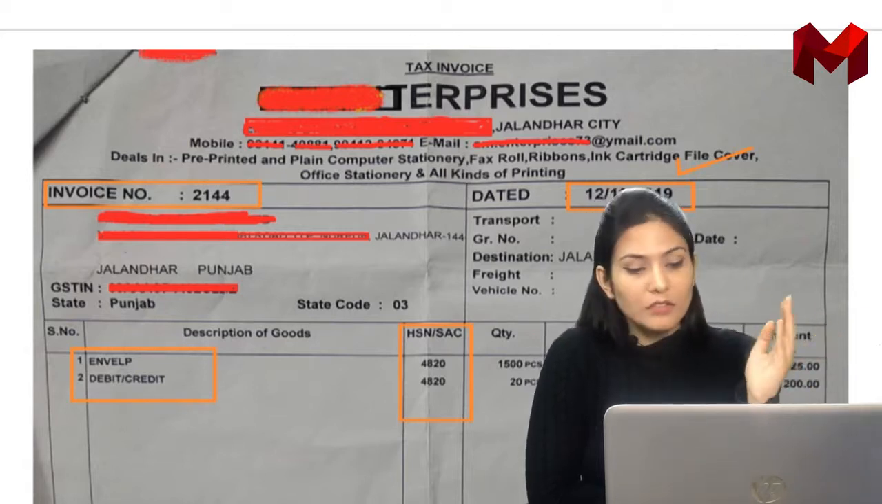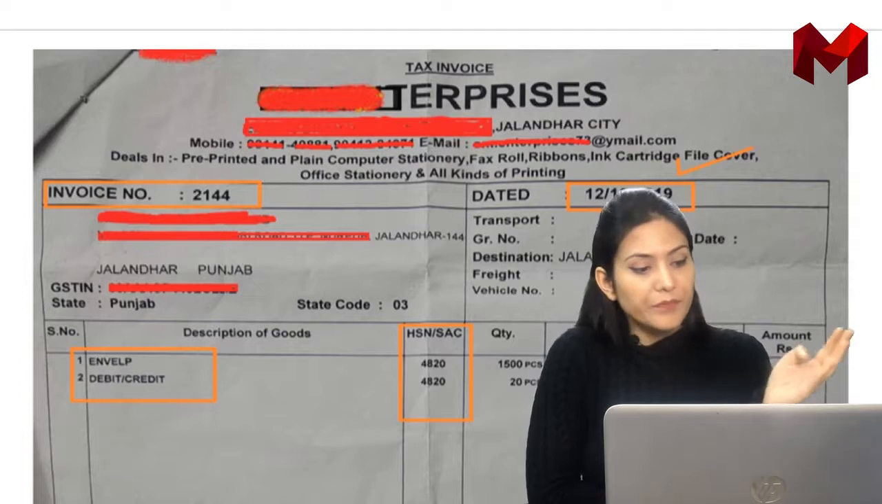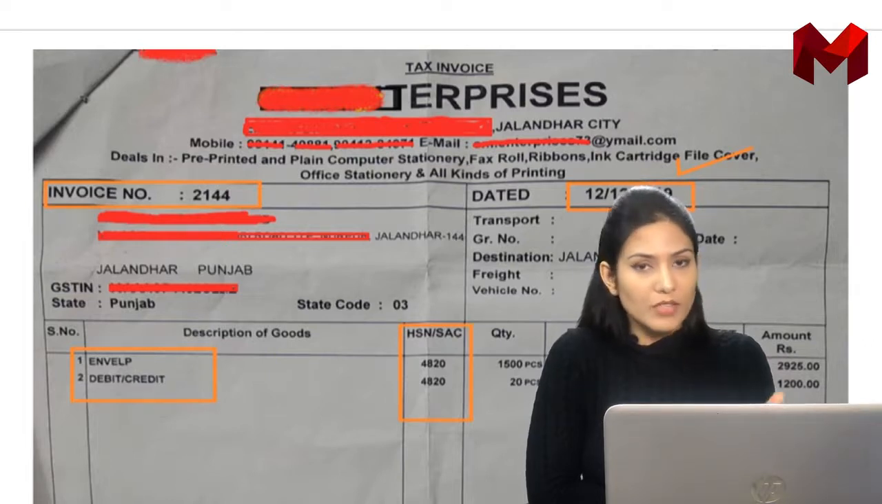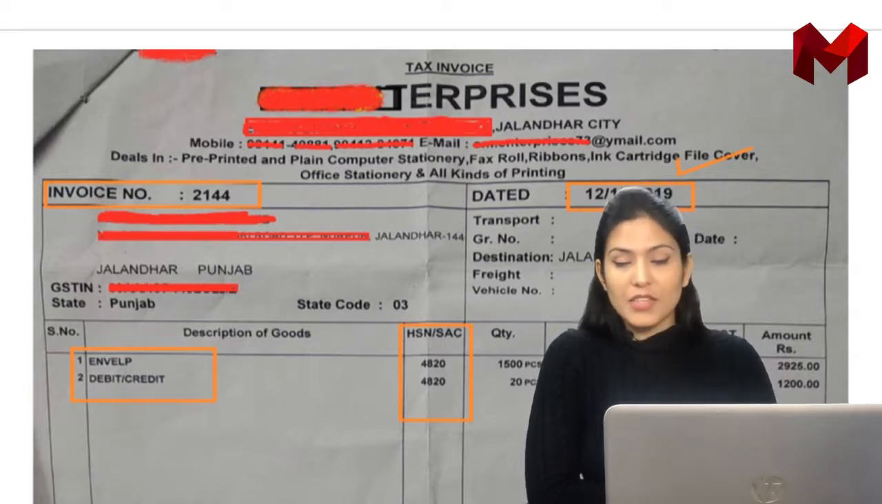Invoice number is there, the date of invoice is there, our name and our GST number are there, and our state code 03 is there. That means this supplier is also from Punjab, and the supplier's code also starts with 03. Then the description of goods: envelopes, debit credit notes we have purchased. The HSN code is there.